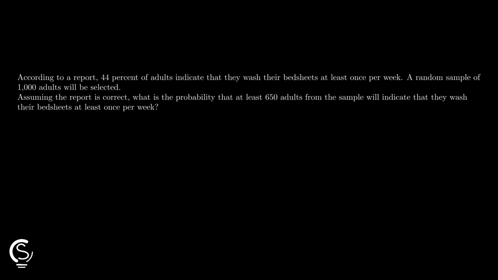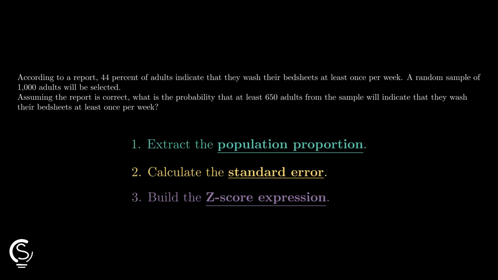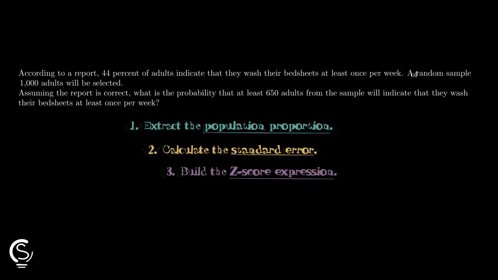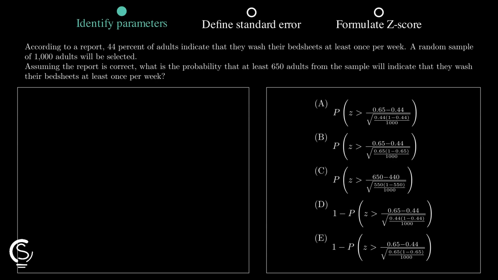Statistics problems like this look intimidating, but you can solve them in 60 seconds by breaking down the population parameters and the standard error formula quickly. First, identify the population proportion P as 0.44 and the sample proportion P hat as 0.65 based on the 650 successes out of 1,000.